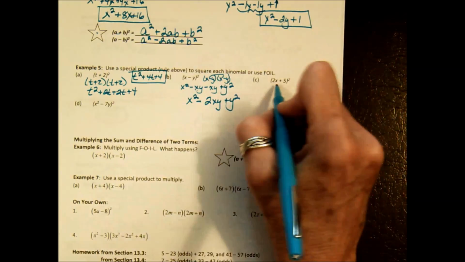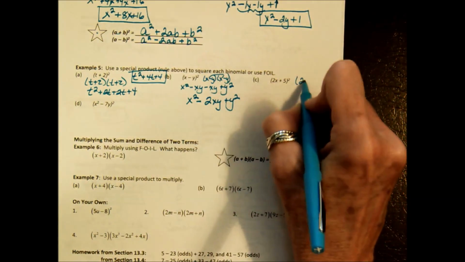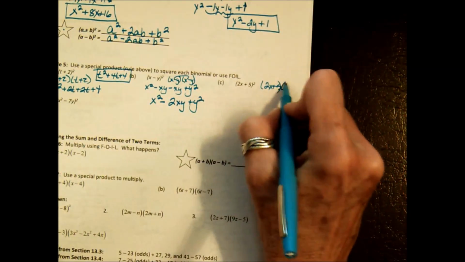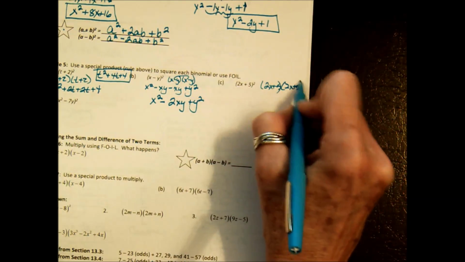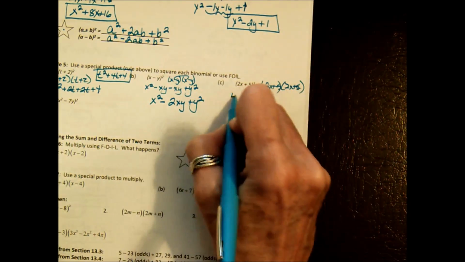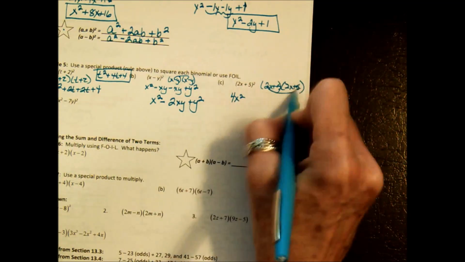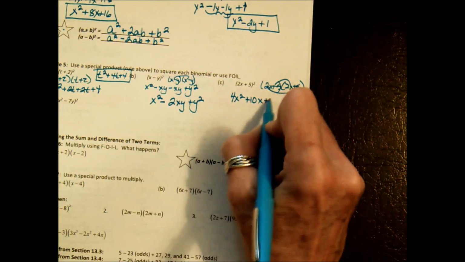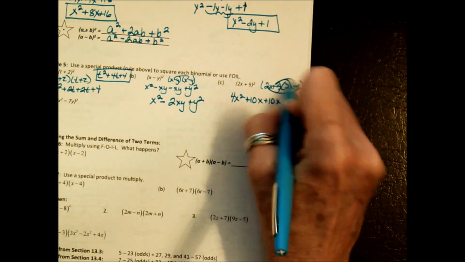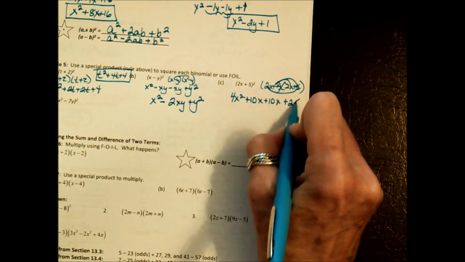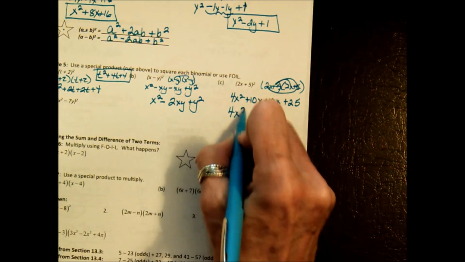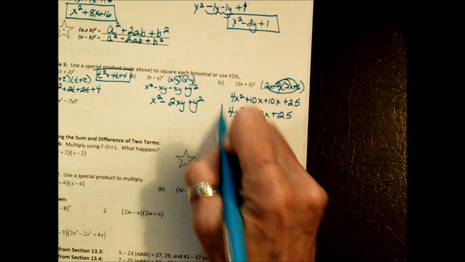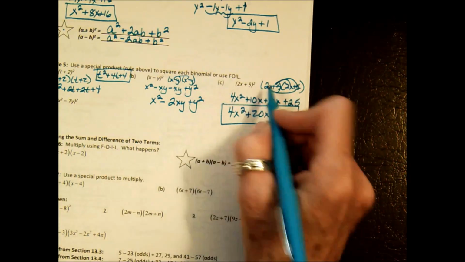This one you need to be careful of. 2x plus 5, let me scoot this over, times 2x plus 5. First is 4x squared, outside plus 10x, inside plus 10x. And last, plus 25, or 4x squared plus 20x plus 25. The pattern holds, but it's always safer to write it twice.